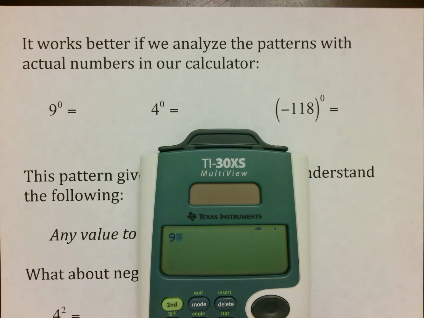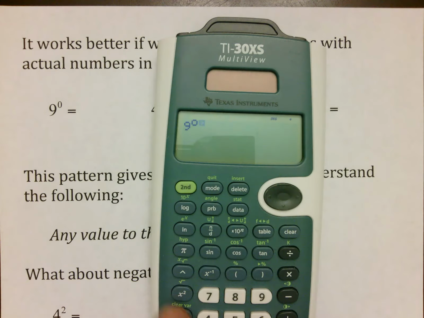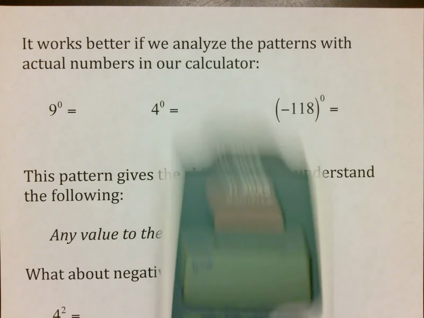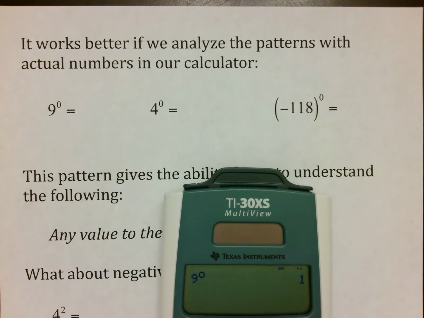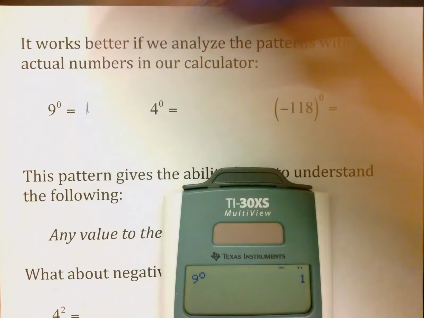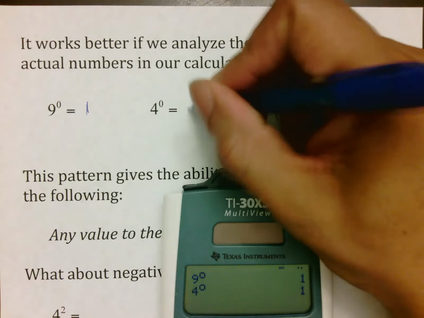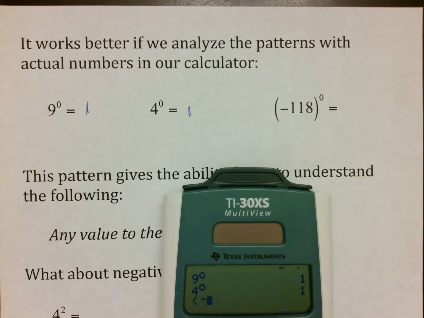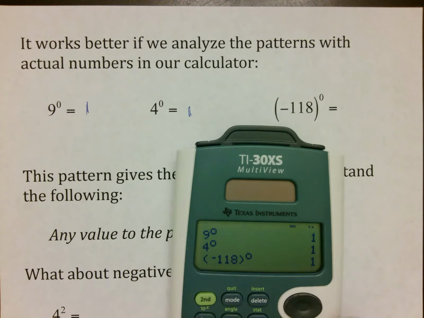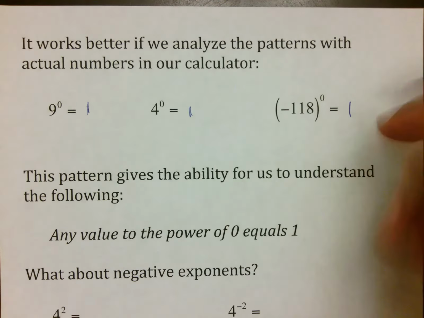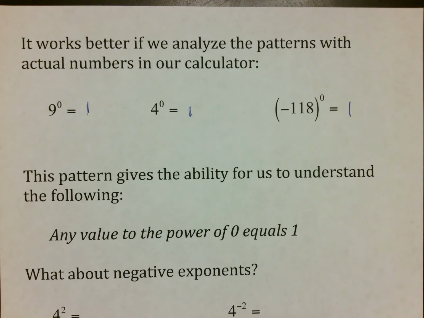If you type in 9 caret 0, because remember the caret is your power button, the little up arrow, if you did 9 to the 0 power, you get 1. If you do 4 to the 0 power, you get 1. And if you do negative 118 in parentheses to the 0 power, you also get 1. And so using our calculator, it helps us understand that any value to the power of 0 is going to equal 1.